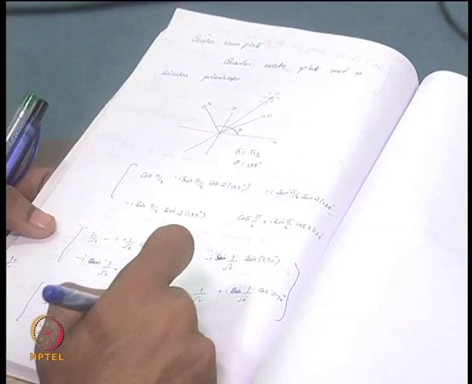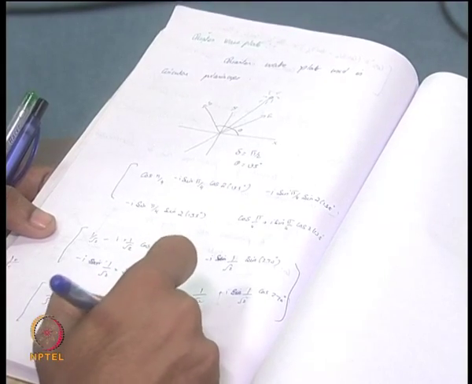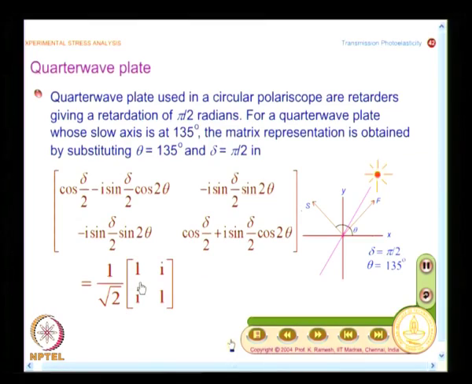I think now you must have done the simplification. Please verify the result. It is simply 1 by root 2 times (1, i, i, 1), and if I change to theta equal to 45, you will have a very small change in this representation, as simple as that. So, now what we will do is, we will go and analyze what happens in a plane polariscope.